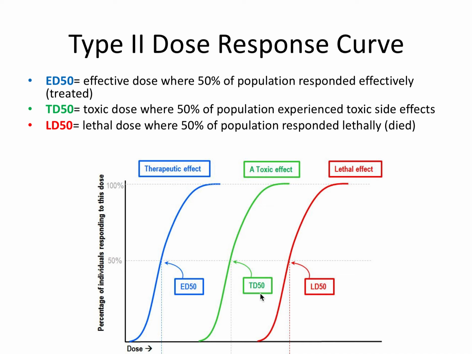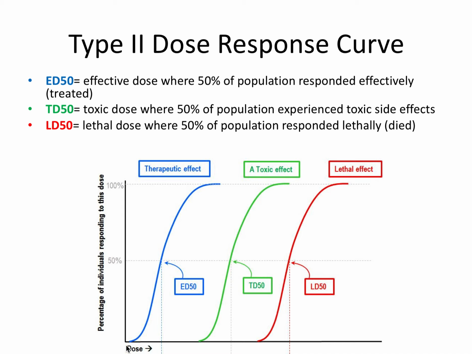So I have 3 things in boxes here. ED50, and this is an EC50, which we were talking about with the type 1 dose response curve. This is ED50, which is the effective dose where 50% of the population responded effectively. In effect, they were treated. TD50 is the toxic dose where 50% of the population experienced toxic side effects.